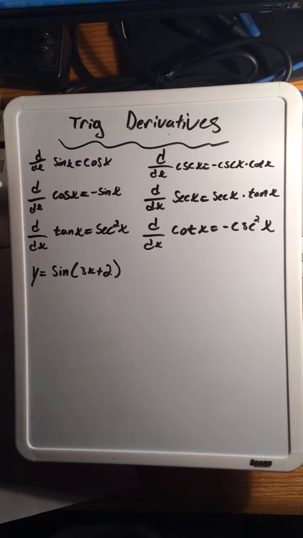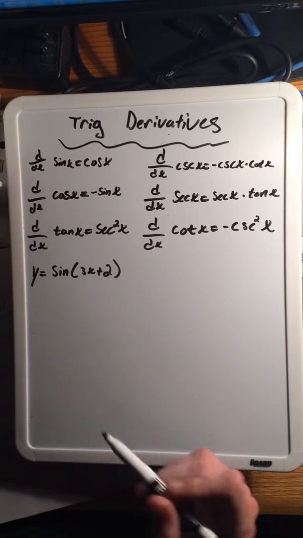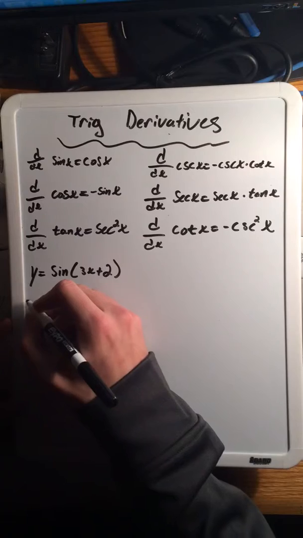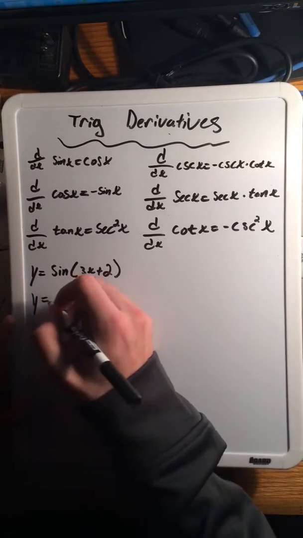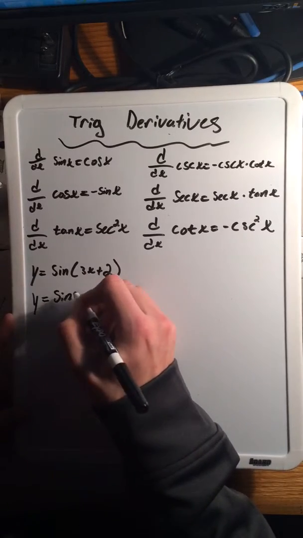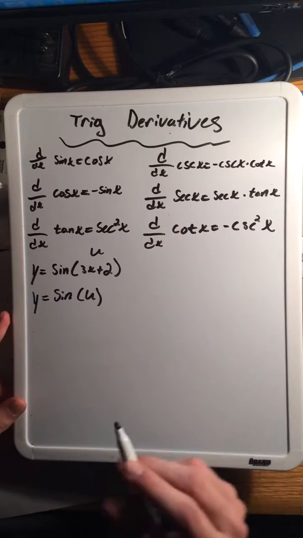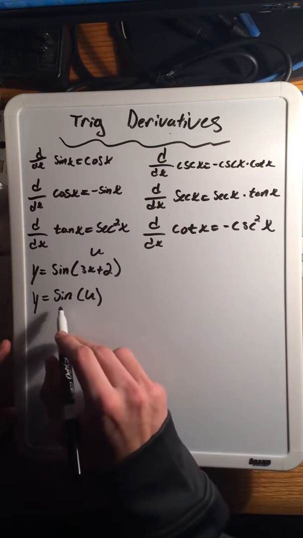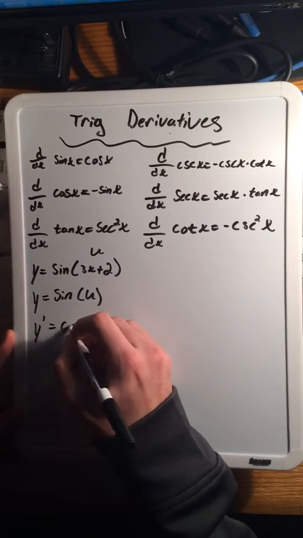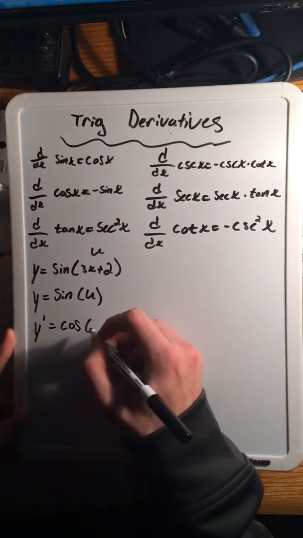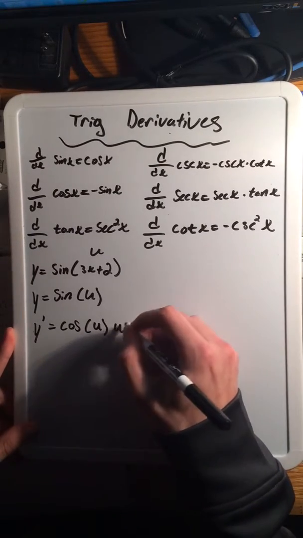So an example would be, y equals sine of 3x plus 2. Remember, you use the chain rule to solve this. Next, you'd want to write it out as u. So it would be sine of u, and this is u. Then you would take the derivative of sine. So y prime equals cosine of u, times the derivative of the inside, u prime.